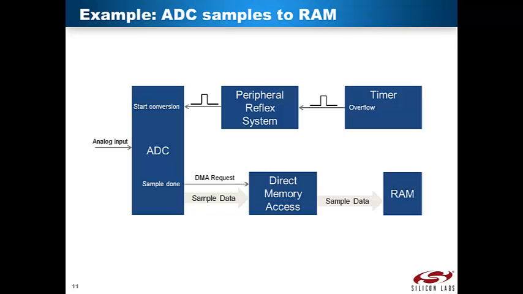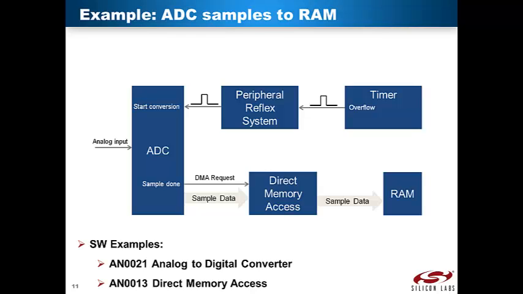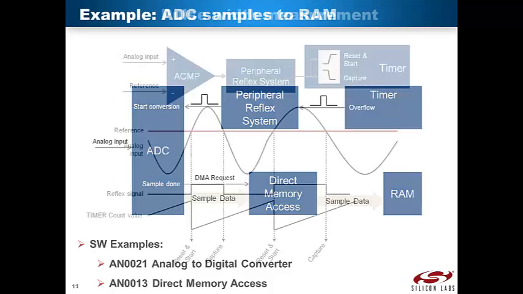It is important to understand that data transfers are not part of the peripheral reflex system, but that DMA can be a very useful complement to PRS when data transfers are required. If DMA is not used, the ADC must wake the CPU with an interrupt when sample data is ready. A software example that shows how to implement this without DMA support is found in Application Note 21, Analog to Digital Converter, while Application Note 13 on DMA shows how to implement this with DMA support.